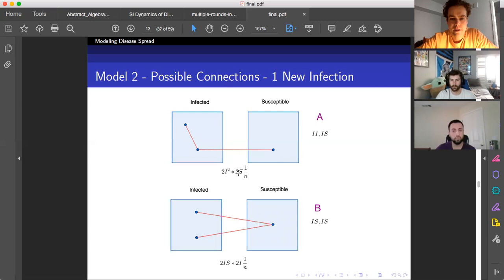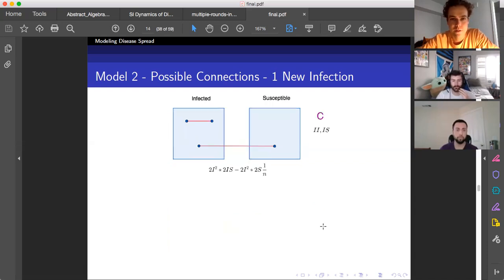And this is another possible edge combination. And for this one, there's one new infection. You have an infected connecting to a susceptible, and then another infected connecting to that same susceptible. So the probability 2IS for the first one, and then for the second one, 2I, and then 1 over n being the probability that, out of the entire population, you pick this individual as one susceptible that's already connected to the I. And just note the edge combinations here, IS, IS.